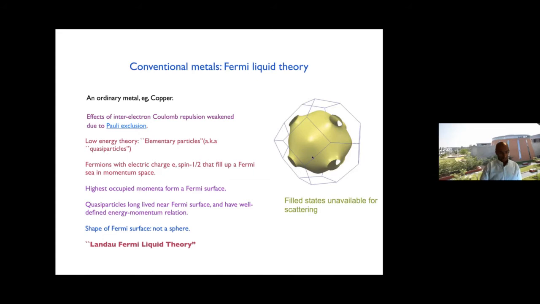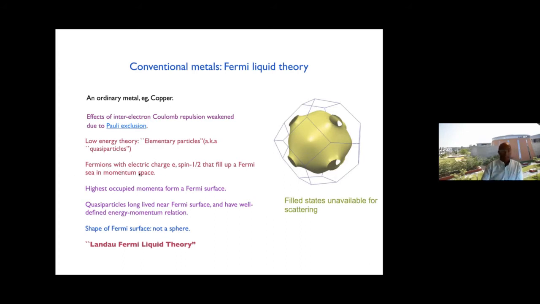Now, since the inside of the Fermi sea is inert due to Pauli exclusion, you remove a large amount of the phase space that's available for scattering, right? So the Pauli principle dramatically weakens the scattering due to inter-electron repulsion. So the low energy theory of a metal like copper is built in terms of emergent elementary particles, known as quasi-particles, which are just versions of the electrons that make up the microscopic system.